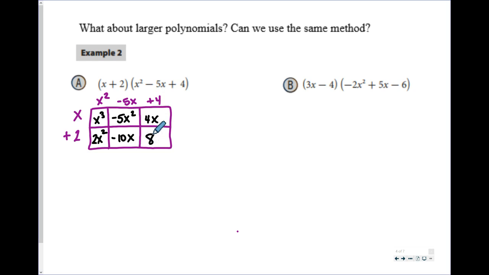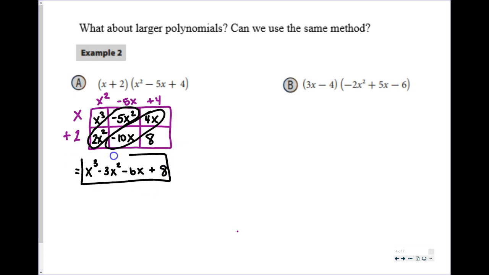Okay? Now I'm going to check and see if I have any like terms. These are like terms, the x squareds, and these are like terms. So now I'm going to write in standard form that x to the third is by itself. 2x squared minus 5x squared is negative 3x squared. Negative 10x plus 4x is negative 6x, and then bring down the 8. So I think the area model for a problem like this is much simpler. Okay, it keeps your work so organized, and I would love to see that on your papers.